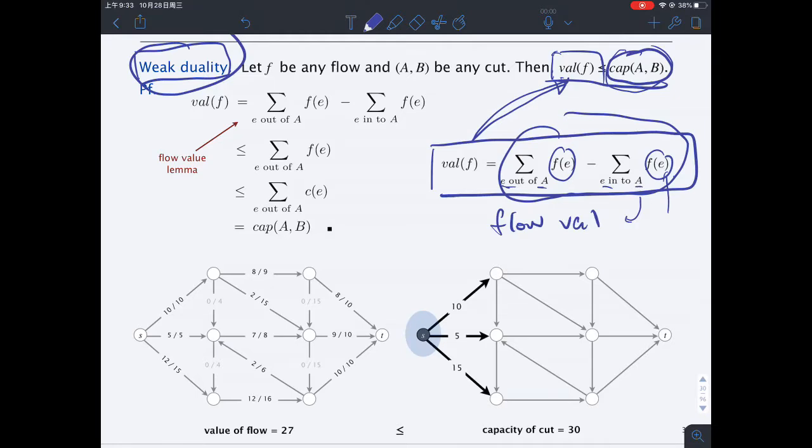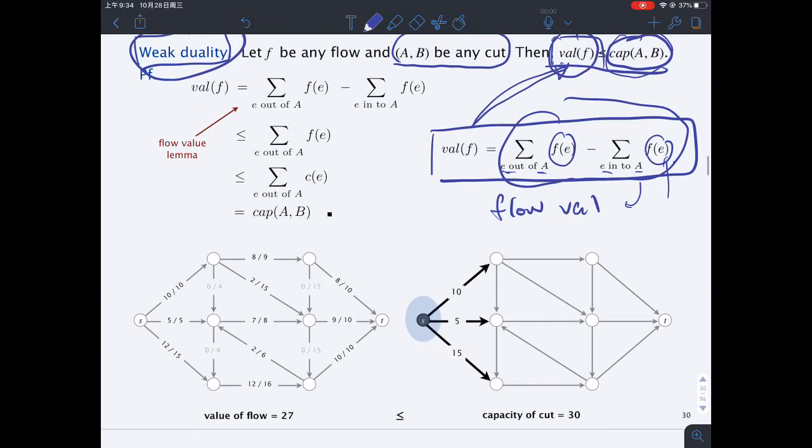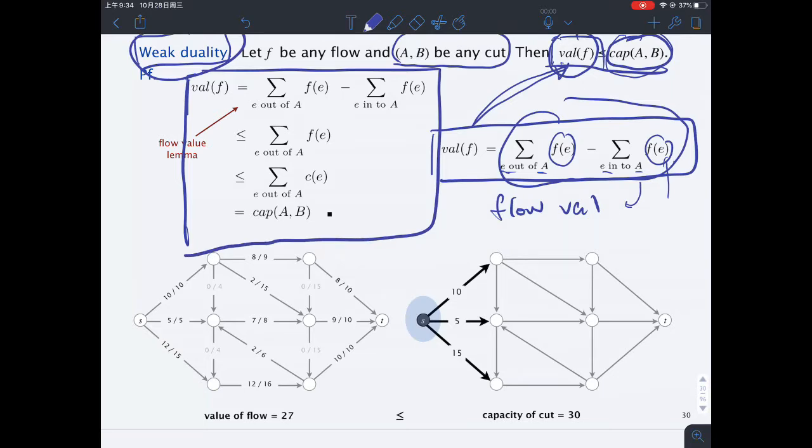So the weak duality basically says that for any feasible flow, its value will not be larger than the capacity of any cut, right? So A, B would be still, you can just pick an arbitrary cut, right? Now we can briefly walk through how this can be proved. This here is the entire procedure to prove the whole weak duality lemma. As you can see, it's a pretty short one.